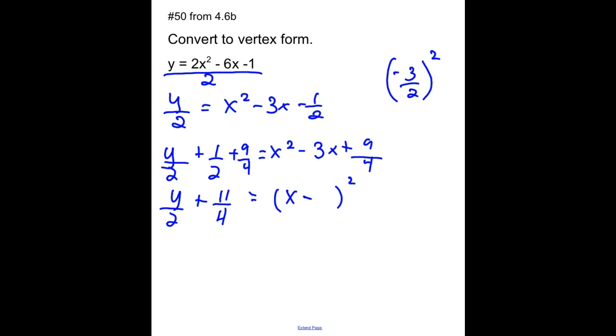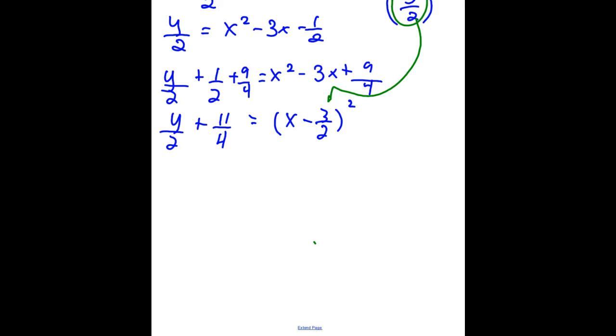Okay. On this side, we factor that perfect square trinomial back into what? X minus 3/2. Remember, this number is always going to match this, right? It's the number you had before you squared it. Then we are going to bring the 11/4 back over. And then our very last step is that we have to multiply 2 to the other side, right? We're actually multiplying both sides by 2 to get it to drop out on the left.